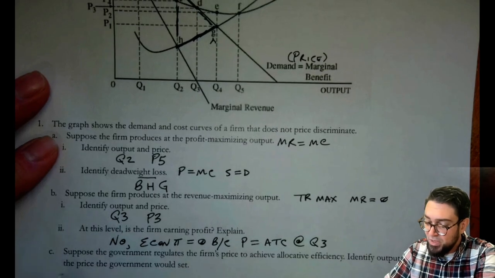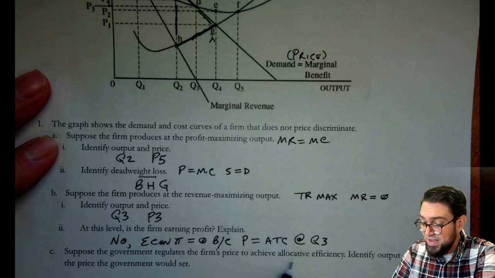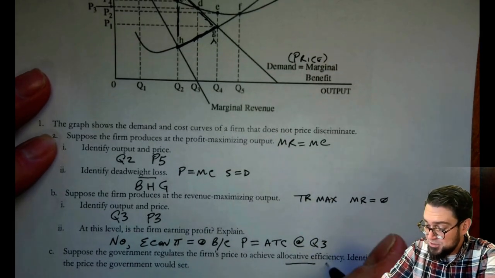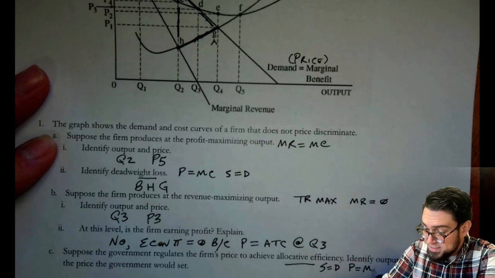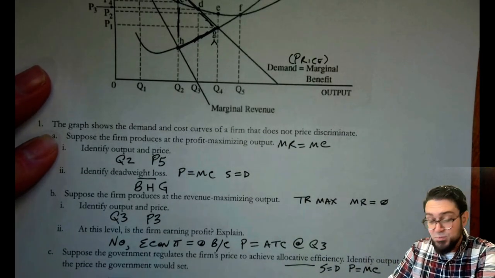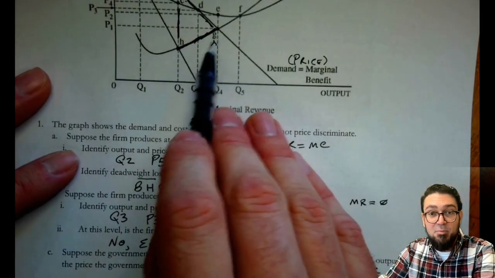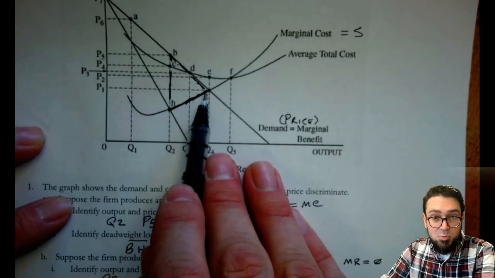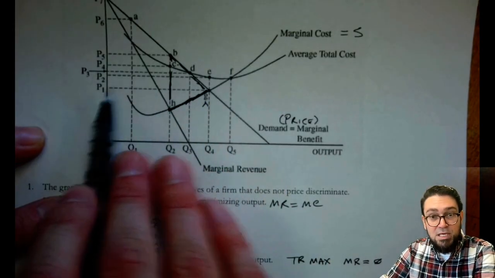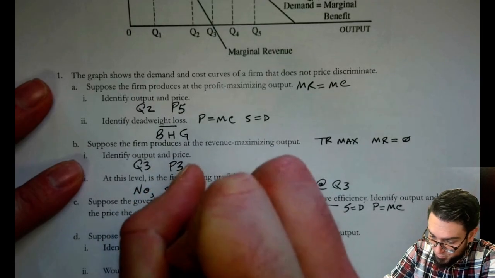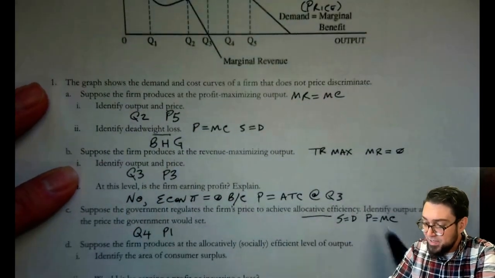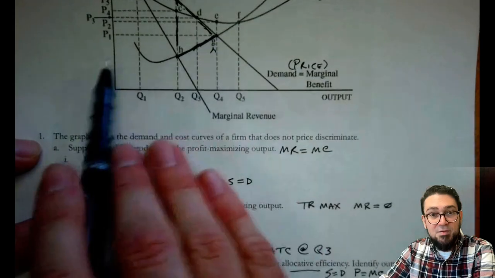They're breaking even. Suppose the government regulates the firm's price to achieve allocative efficiency. Allocative efficiency: supply equals demand, or price equals marginal cost. Identify the output and the price the government would set. Well, we already picked that point. We already knew it was here, this point G, and that's going to correspond to P1 and Q4. So we're going to say Q4, P1. And again, how did I know that? Well, that's where supply and demand meet, price equals marginal cost, and that's the quantity and the price that corresponds to that.